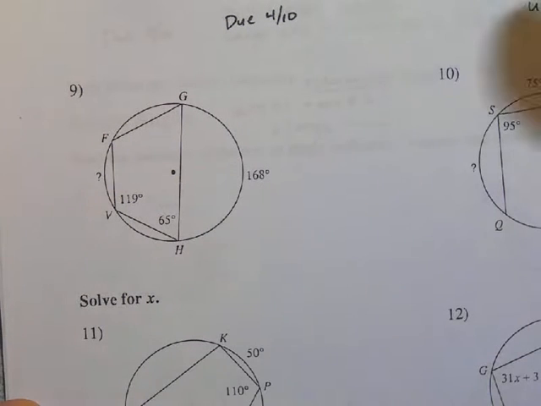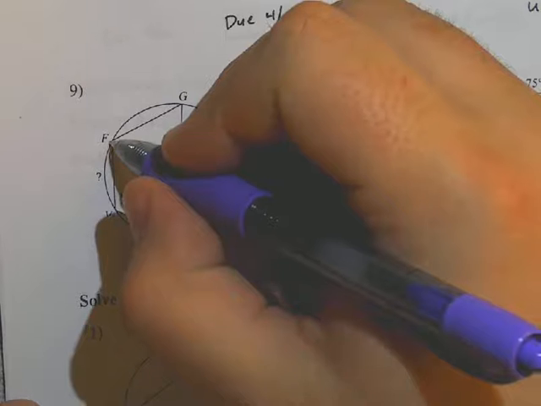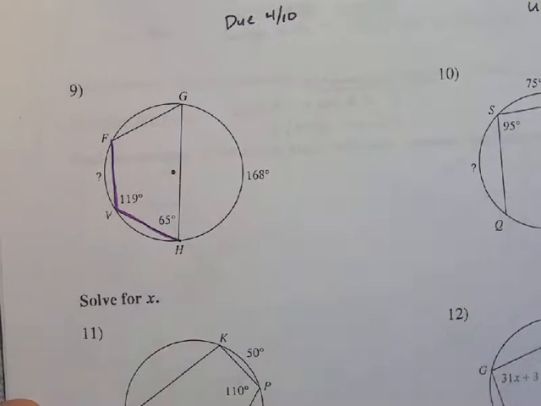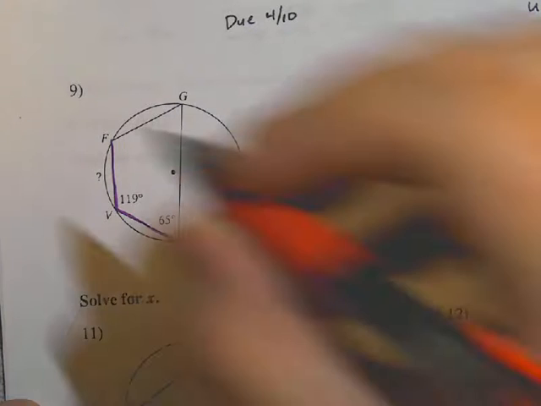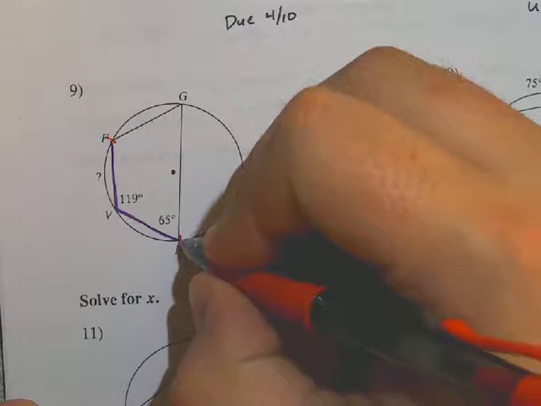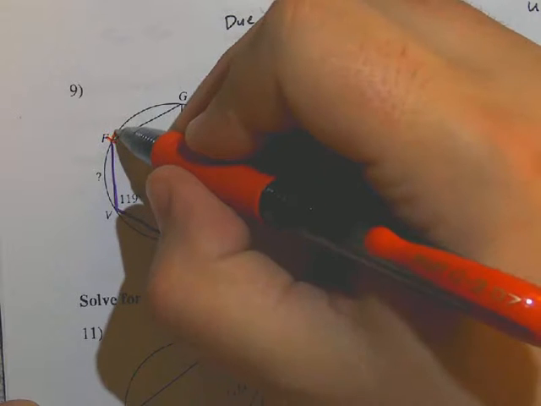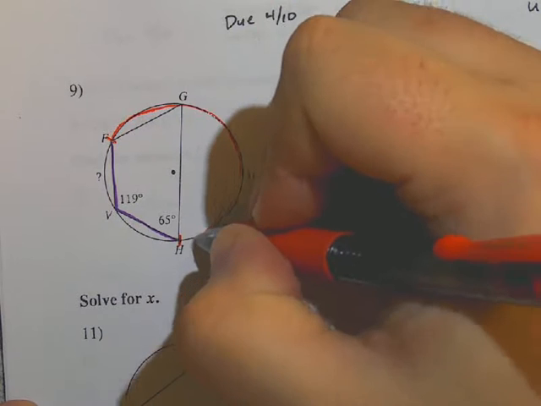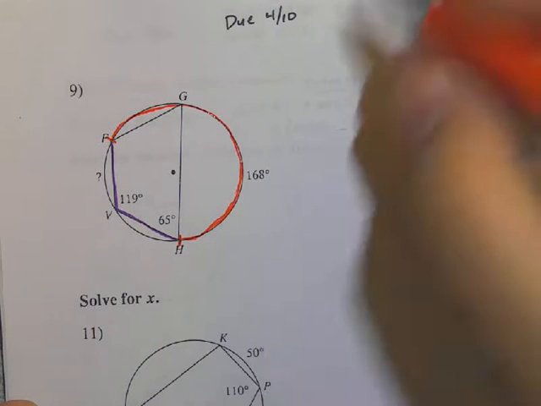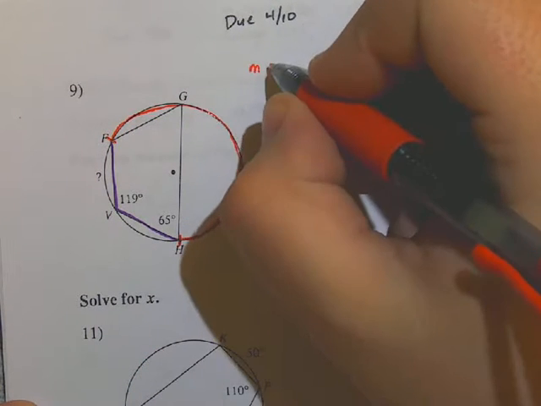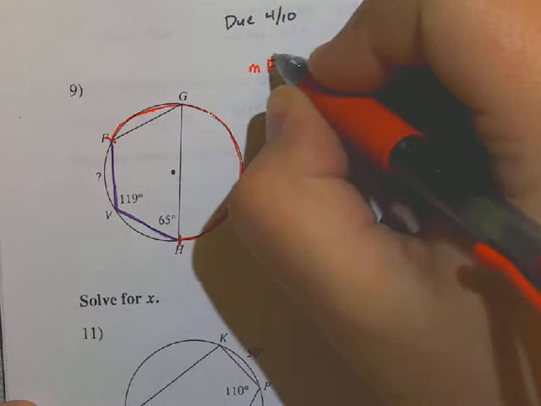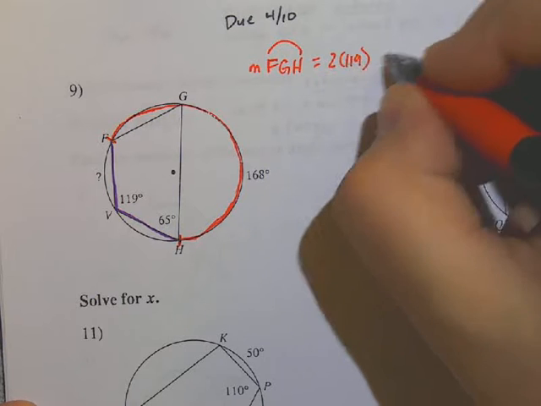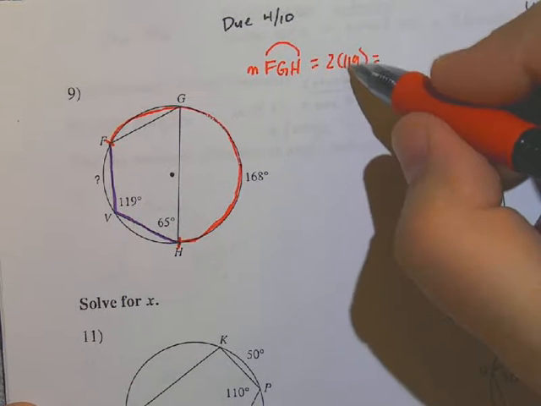So let's start by looking at what is the intercepted arc. If I take, for instance, this 119 degree angle here, what arc is it intercepting? Well, it's going from F to H, but it's going the long way. So it's really intercepting arc FGH. So the measure of arc FGH is equal to 2 times 119.